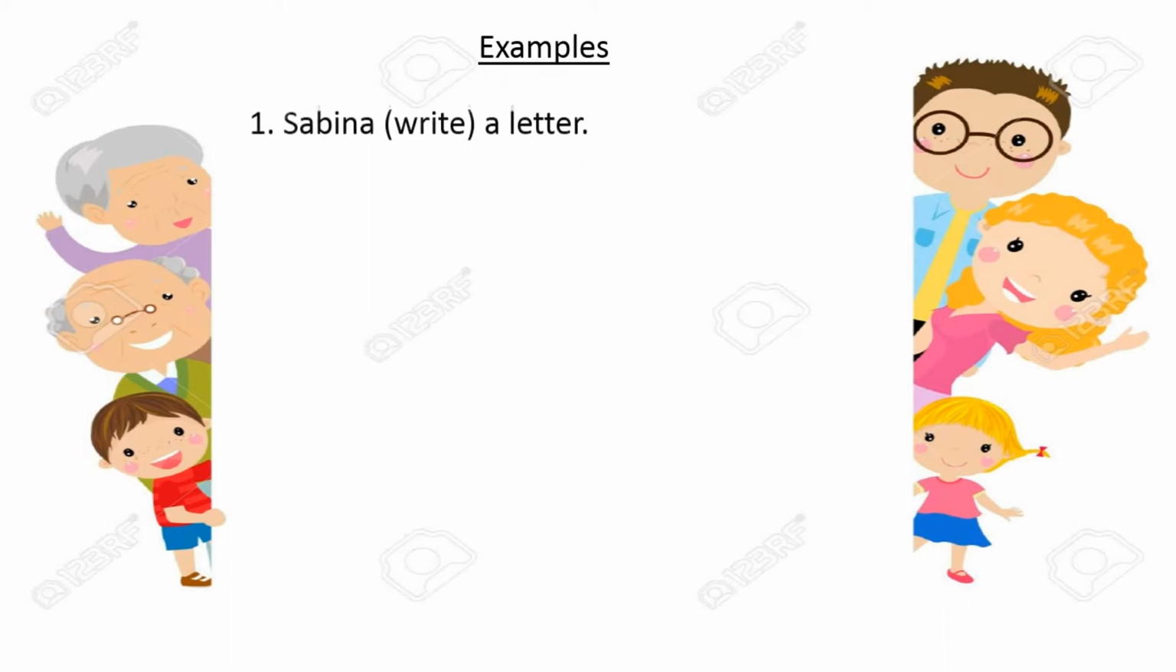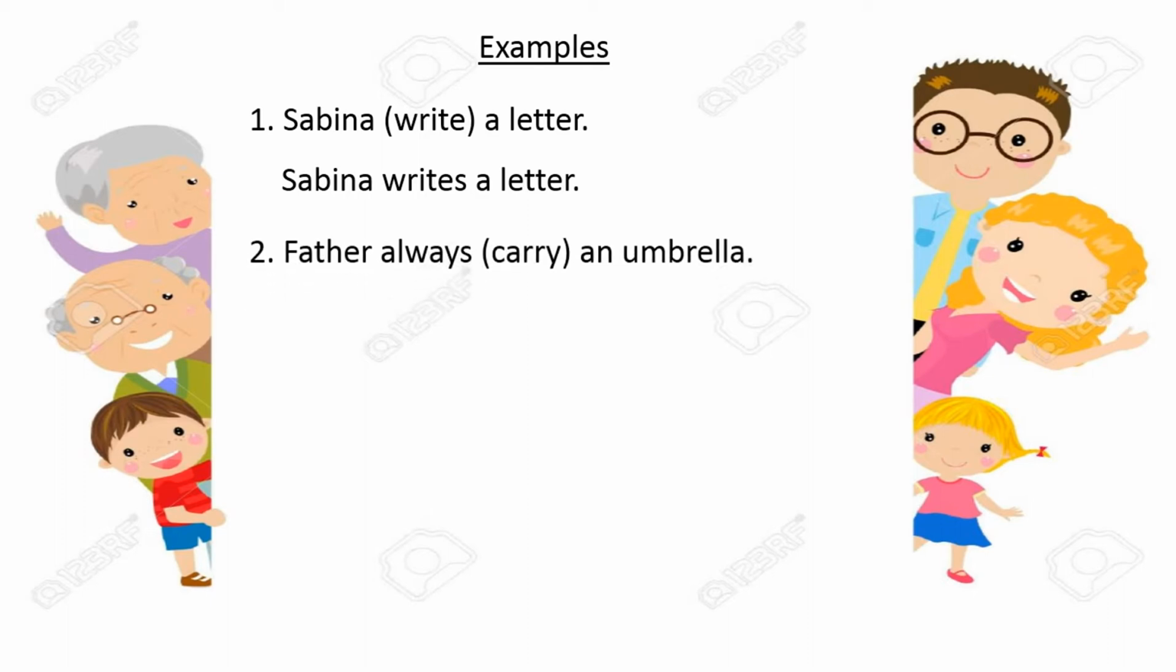The first example: Sabina (write) a letter. Here it is present indefinite tense, and Sabina is third person singular number. So the answer will be: Sabina writes a letter. Here we add s with the verb. The next one: father always (carry) an umbrella. Here it is present indefinite tense and the subject is third person singular number, so we will add s or es with the verb. In that case we will add es. So father always carries an umbrella.